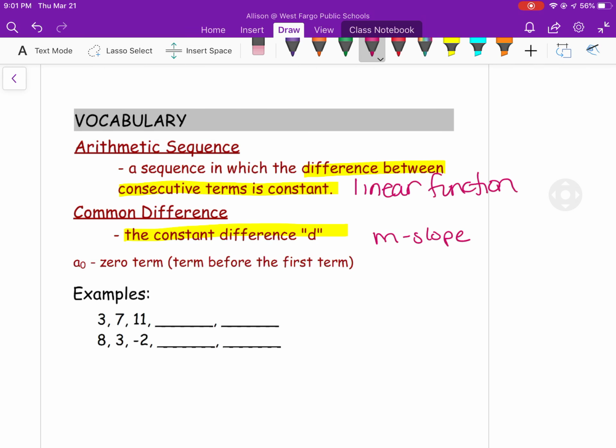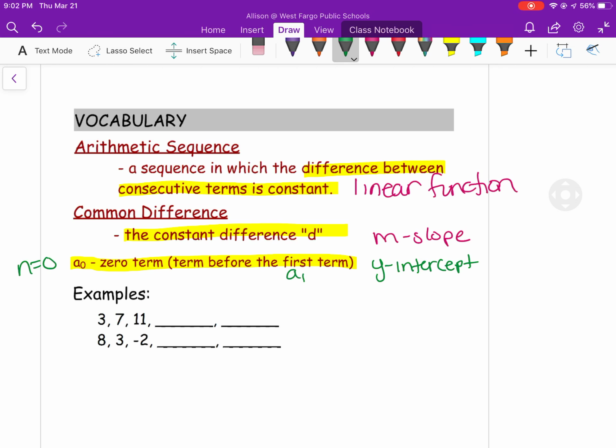Same thing, essentially. A sub 0 is going to be our 0 term. It's the term before our first term. So remember, we had a sub 1 as our first term. So a sub 0 is our term before that first term. It's also very similar to the y-intercept. It's when you plug in x equals 0, or in this case, when n equals 0. So it's our y-intercept in our linear function, and d is our slope in our linear function. So hopefully this will look familiar.